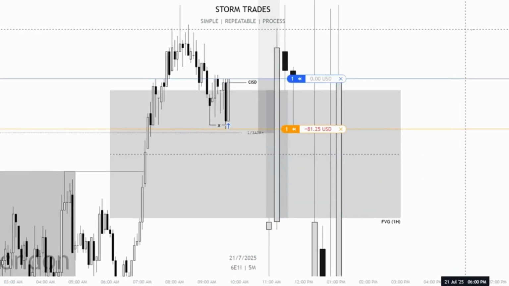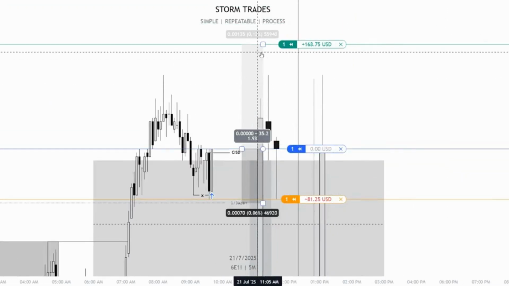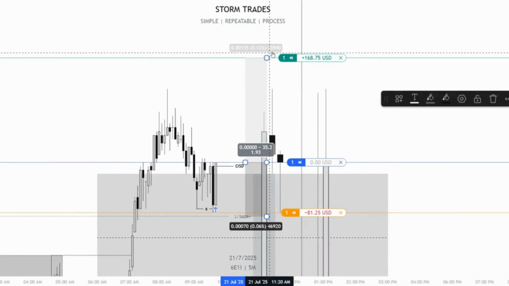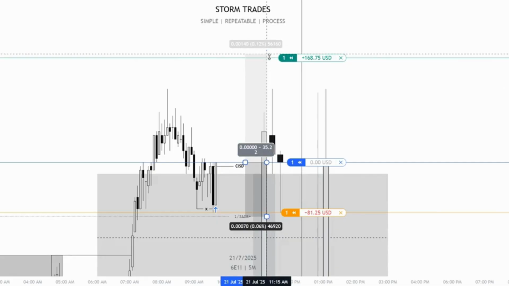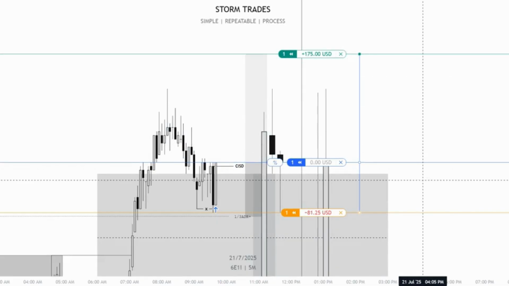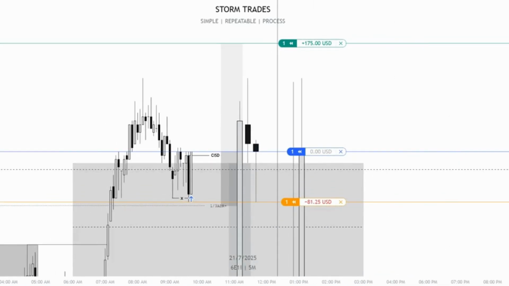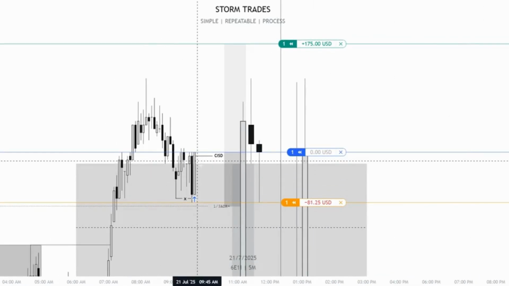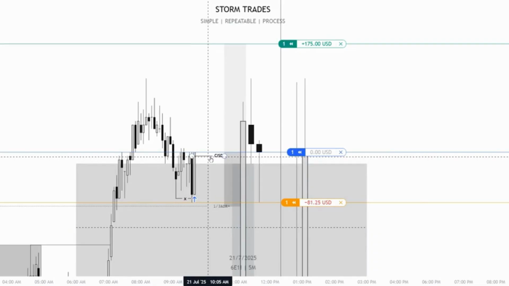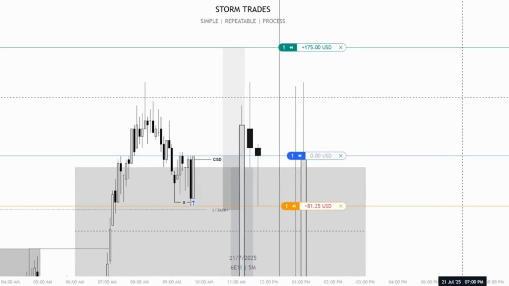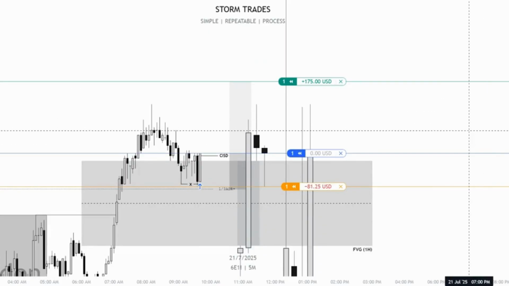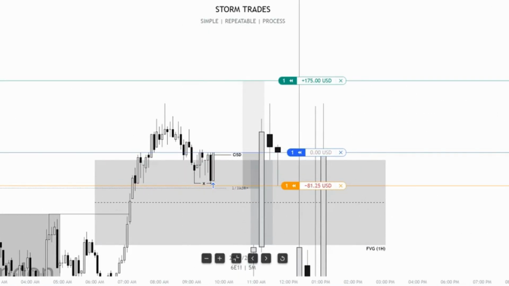I don't need price to get there today. This is roughly a 2R move. Let's see if we can get this up. 2R, yep. That's a 2R move right there. And what you're going to find is, even if you didn't get in on this particular change in state of delivery entry, price gave us another opportunity to enter on a continuation.